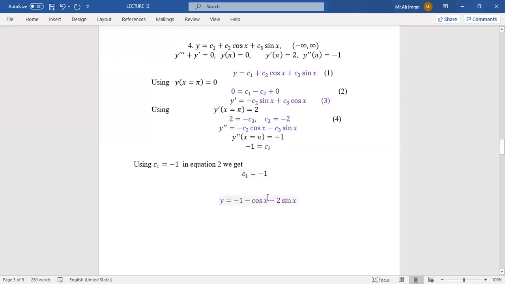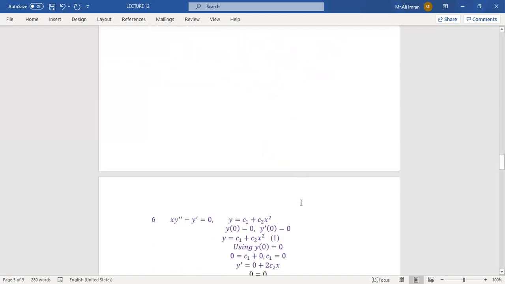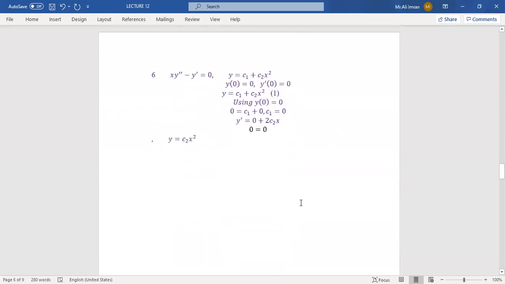Using the values of c1, c2 and c3 in equation number 1, we have this solution: y is equal to minus 1 minus cos of x minus 2 sin of x. Now, consider the next question.